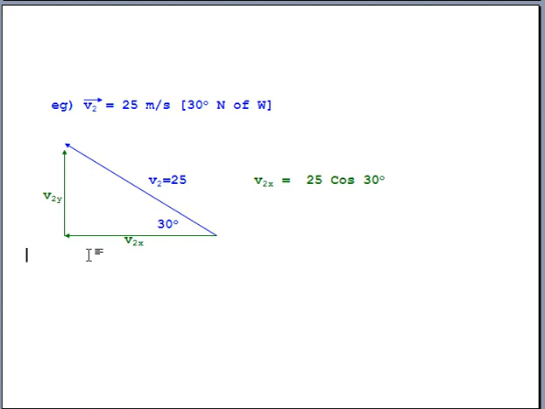Let's do it fast. Don't slow down. You don't have to think about SOHCAHTOA. You want the x part? Use cosine. 25 cos 30. Done. It's an irrational number, around 21.6. And it goes west.